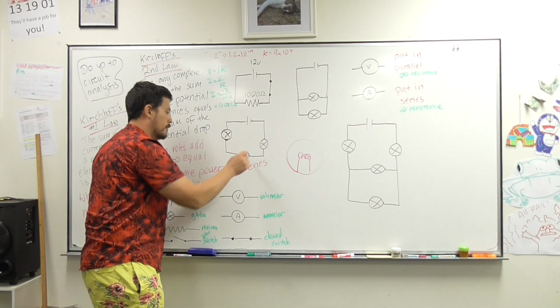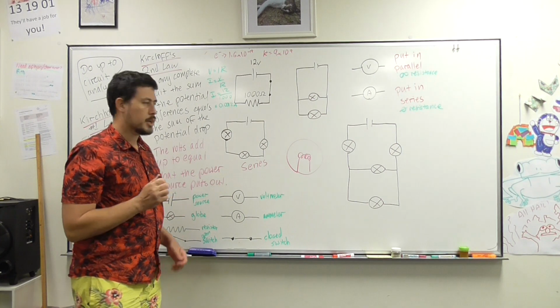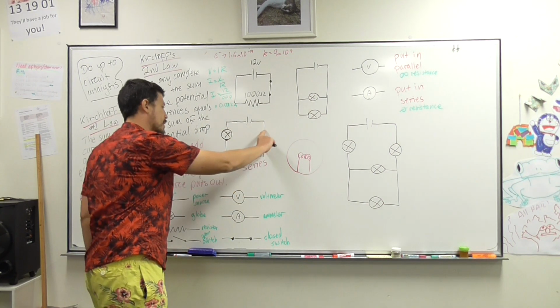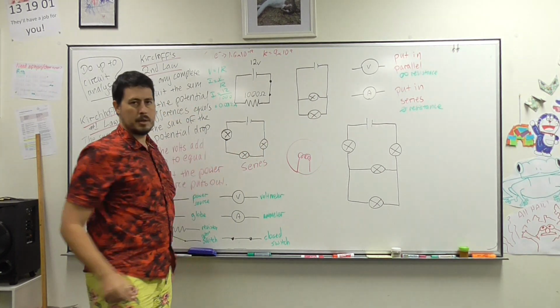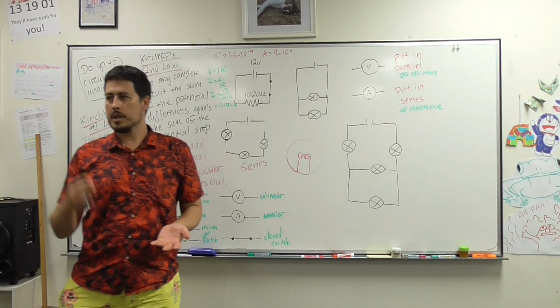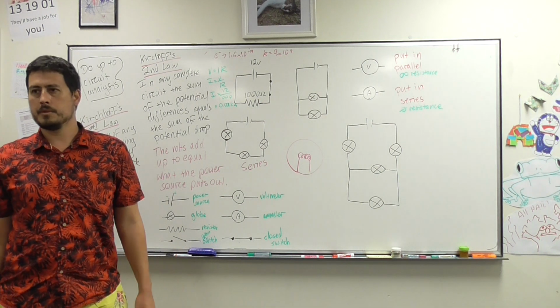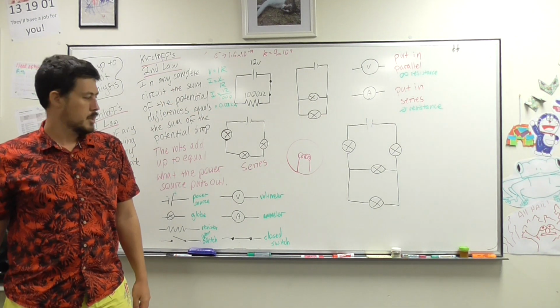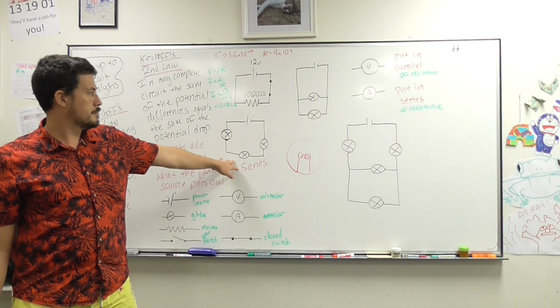You will drop 12 volts from here to here. If you get the voltmeter and measure from here to here, you're going to get 12 volts. But if you measure that one, or that one, they will all be less than 12 volts. Yet they will all add up to 12 volts because of Kirchhoff's second law. So that's a series circuit.